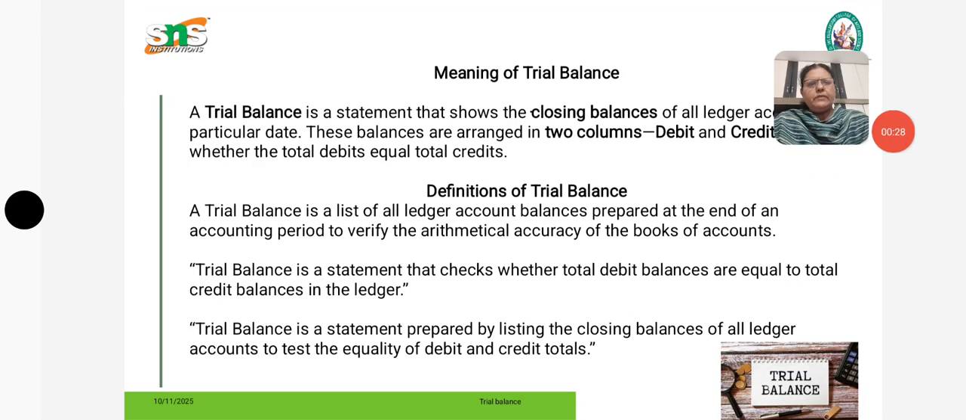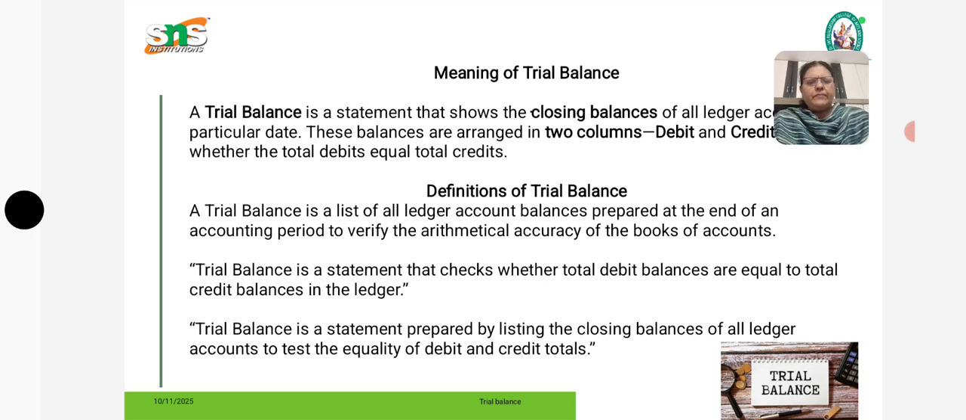So coming to the meaning of trial balance. A trial balance is a statement prepared at a specified date that shows the closing balance of all ledger accounts. These balances are arranged in two columns, that is debit and credit. The main purpose is to check whether the total debit and total credit match, ensuring that the books are arithmetically correct. It is an accounting statement prepared from the ledger.